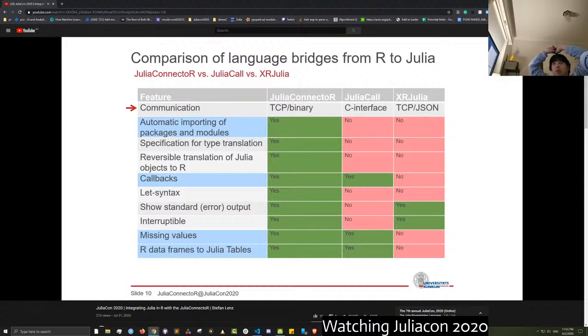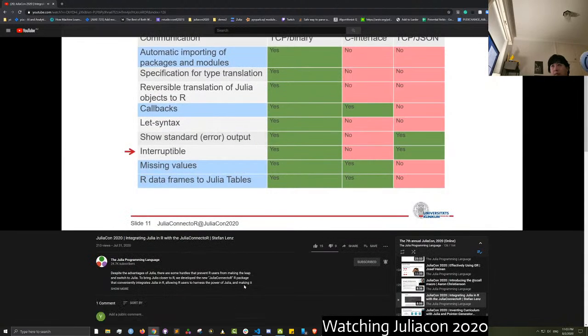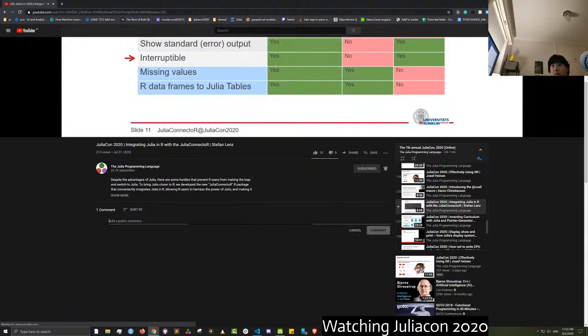XR-Julia also uses TCP, but uses JSON as interchange format, which is much less efficient because JSON is text-based. Communicating numbers via a text-based format requires the conversions to strings with their decimal representation. Our custom communication protocol uses the binary form of the objects and is optimized to create as little overhead as possible.